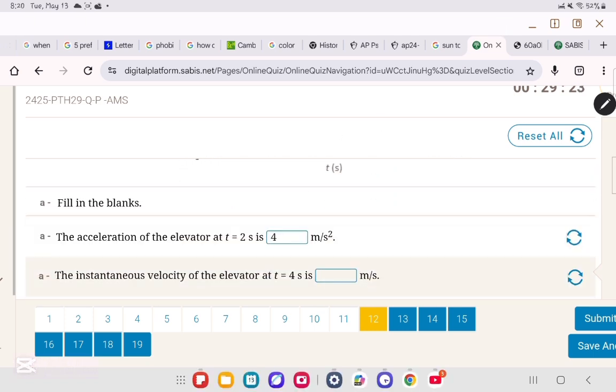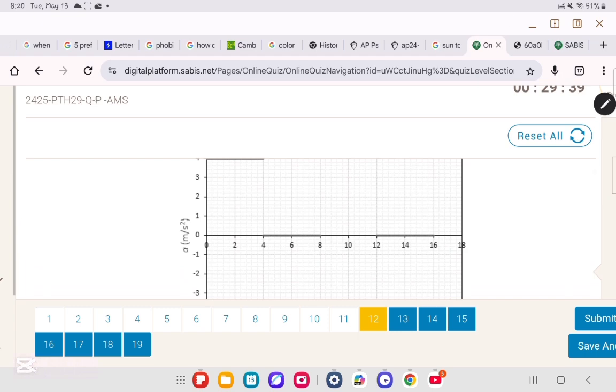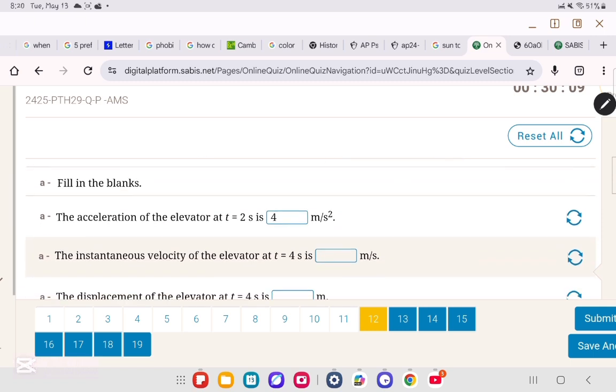The instantaneous velocity of the elevator at time 4 seconds. This is different. They need the instantaneous velocity. In order for us to find the instantaneous velocity, it's going to be acceleration times time. So, where's the acceleration? Here, the acceleration at 4 seconds is 4 meters per second squared. This is the acceleration. Multiplied by the time, which is 4 seconds, you're going to get 16 meters per second. Very simple.